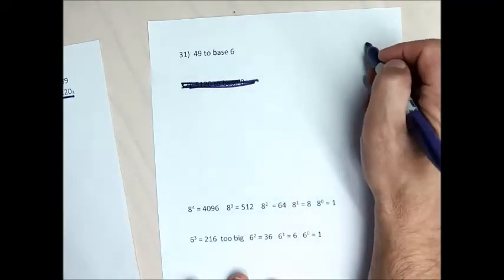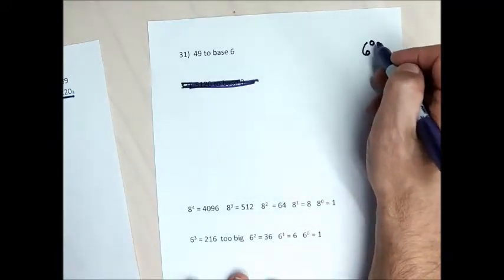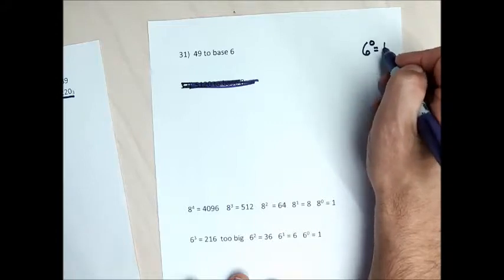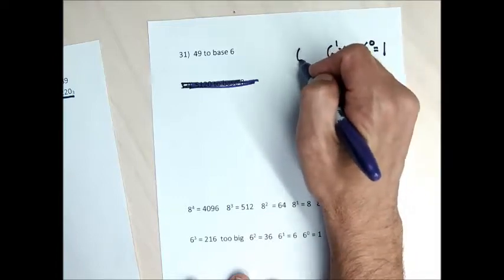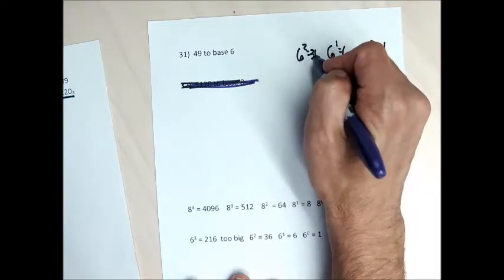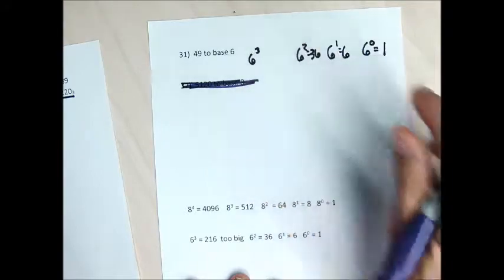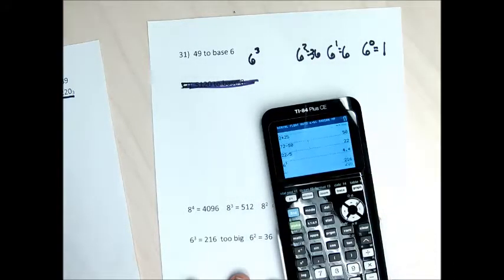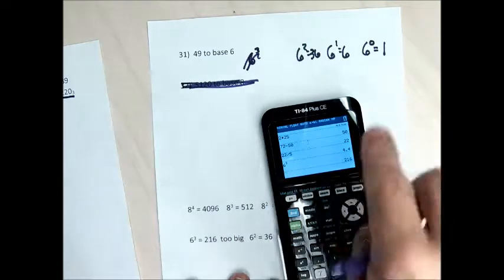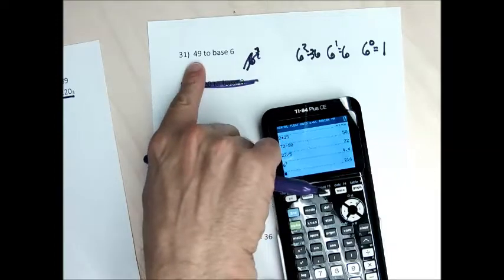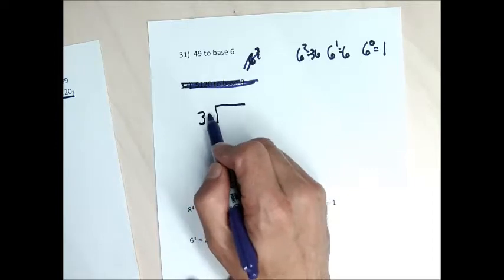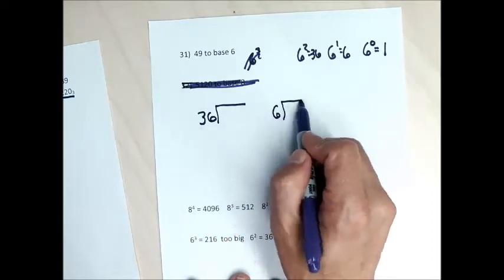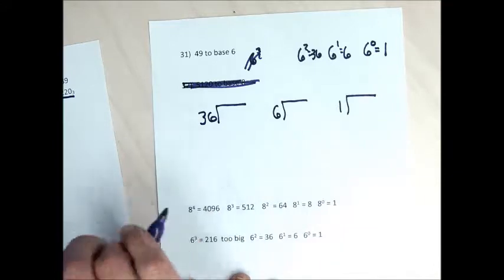I'm going to do all the powers of 6 and stop when I get to something that's bigger than 49. 6 to the 0 is 1. 6 to the 1 is 6. 6 squared is 6 times 6, which is 36. And 6 cubed is 216. It's the one I'm not going to have to worry about. This is too big. So if I was doing problem 31, I wrote down all the powers of 6 that are less than or equal to 49. Now I'm going to do the 3 divisions that are necessary. I'm going to put a 36, a 6, and a 1 outside my division bar.